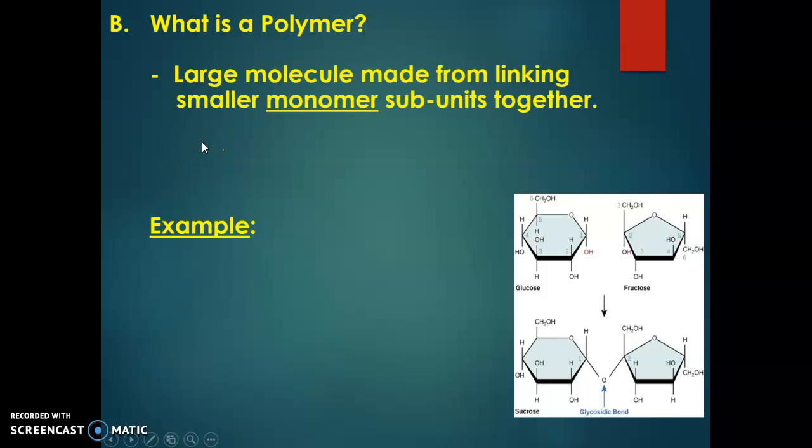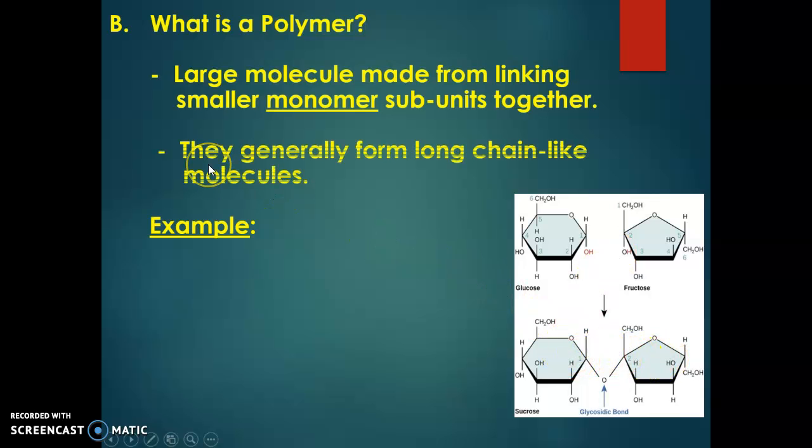A polymer is a large molecule that has been made by linking together many smaller subunits that we call monomers. Over here on the right, these two smaller molecules would be the monomers. Connect them together and you get a polymer down here below. Generally, not all the time, as we link these monomer units together, they form a very long chain-like molecule. They'll even appear to be branched at certain times.